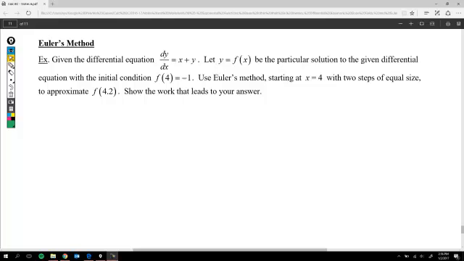Hi everyone, we're talking about Euler's method. This is very similar to Newton's method that we've already done, except this is with differential equations.